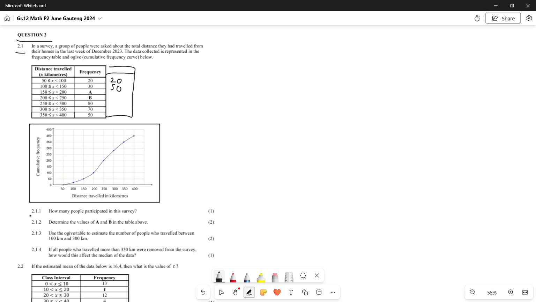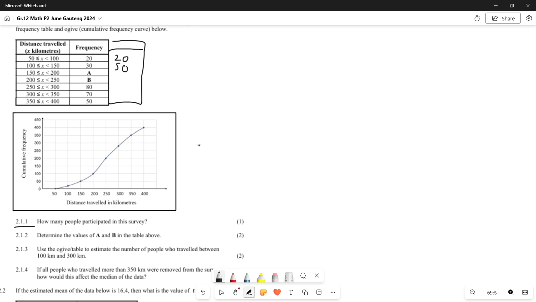Question 2.1.1 says, how many people participated in the survey? What we can do is potentially add all of these up, but right now we're missing the A and the B value, so we don't necessarily know it from this table. But what we can look at is the cumulative frequency. It means the collective frequency. We can go all the way to the last point over here, where the total value for everyone is sitting at 400. So we can just go ahead and write 400 people and we'll earn our 1 mark.